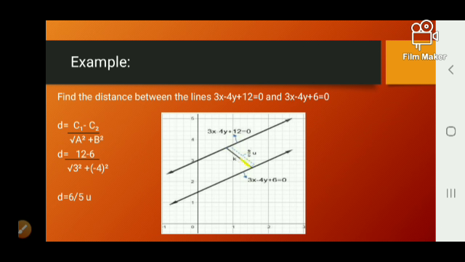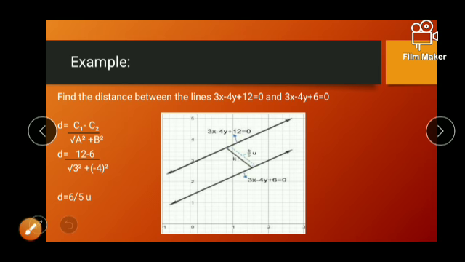These are the 6 over 5 units, the distance between the two parallel lines. Let's try another example.